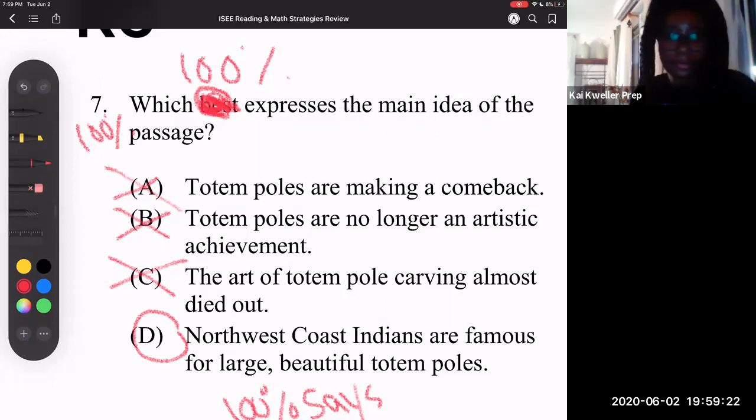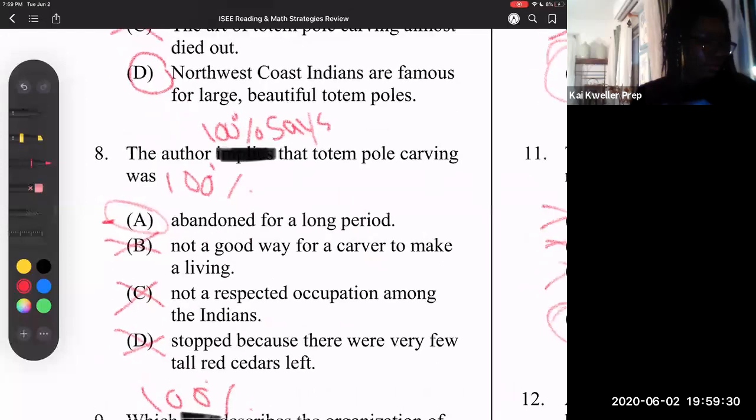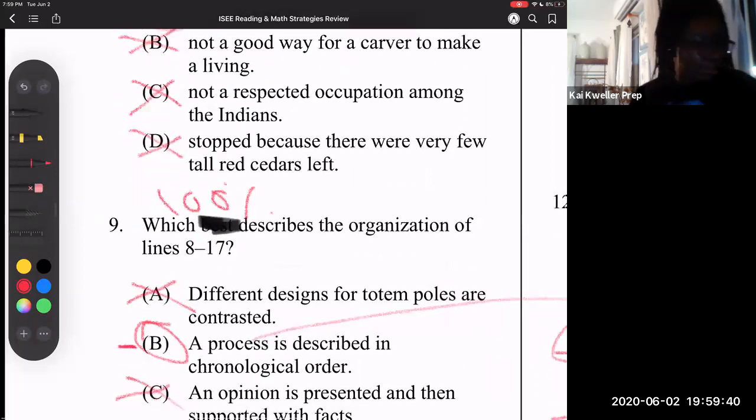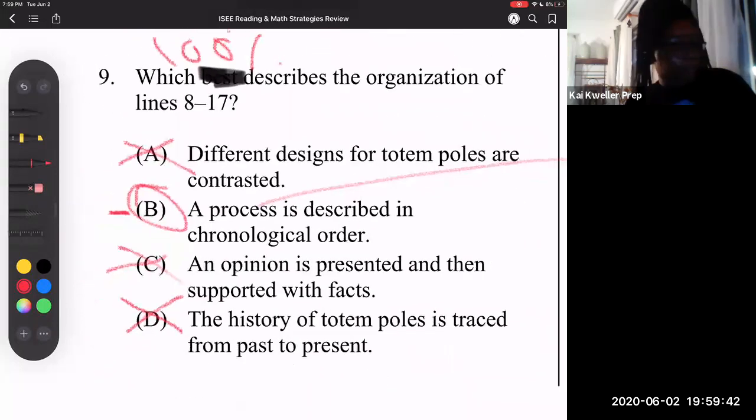You see where it says, which expresses the main idea of the passage? So we had 100%. This one's already done. Let's go to the next one. Ready? Go. The author 100% says the totem pole carving was. That's good. We did that. Next one. Which describes the organization, which 100%, thank you, London. Okay, next.